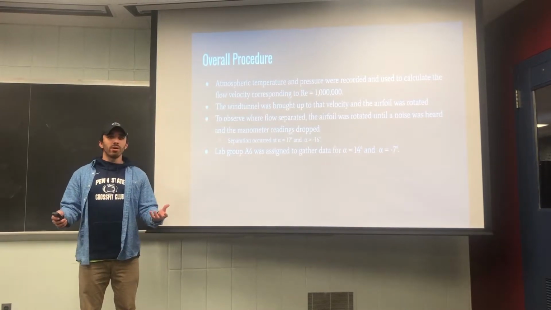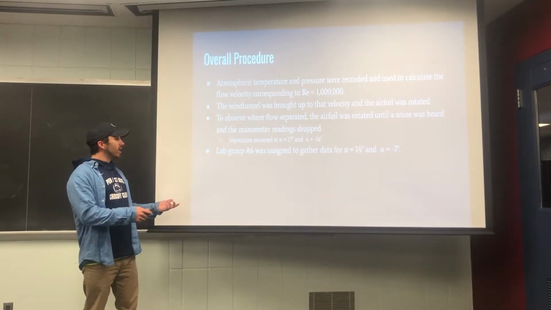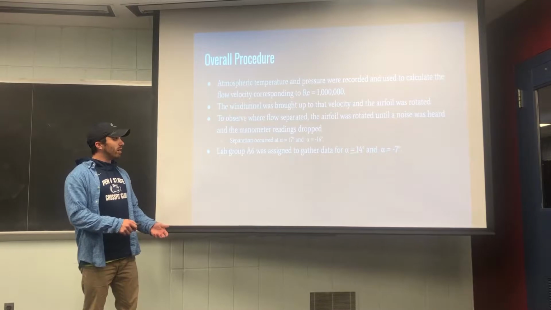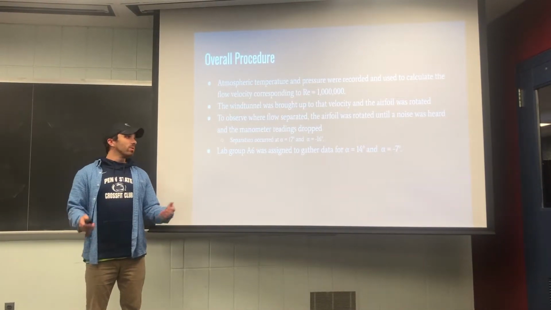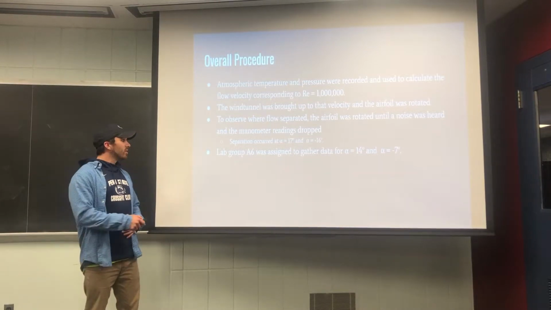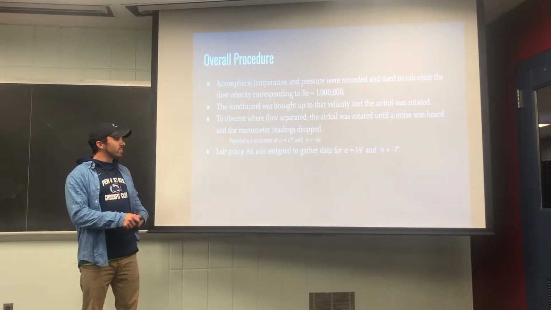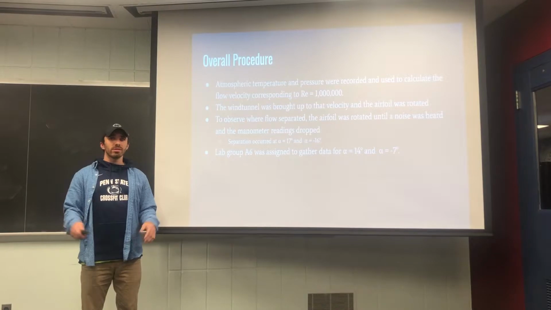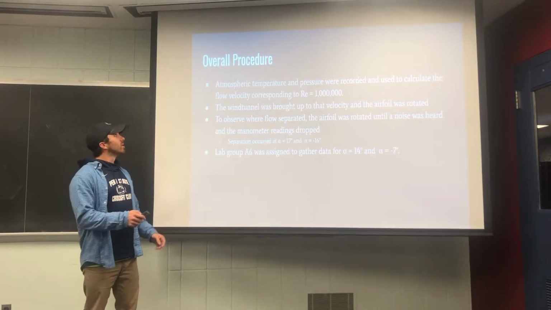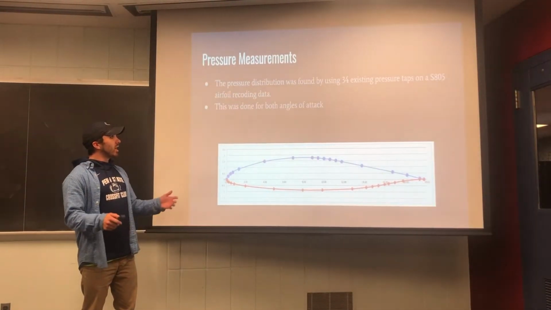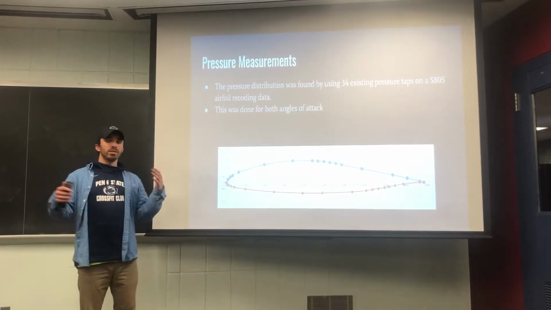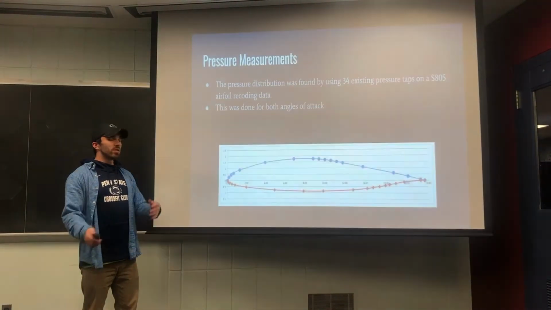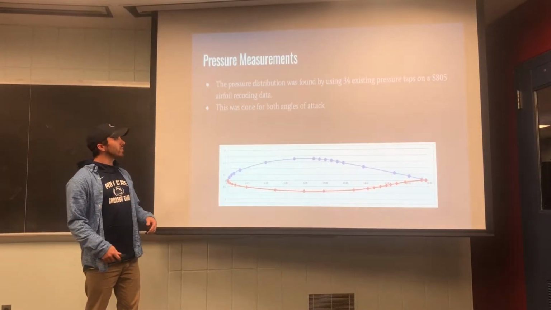And then after we found where separation occurred, we could use that data to find data for our specific angle of attack. Lab Group A6 was assigned alpha of 14 degrees and alpha equals negative 7 degrees. So the way we did that is we tapped up the airfoil with 34 pressure taps. There were 17 on the upper surface and 17 on the lower surface of the airfoil.